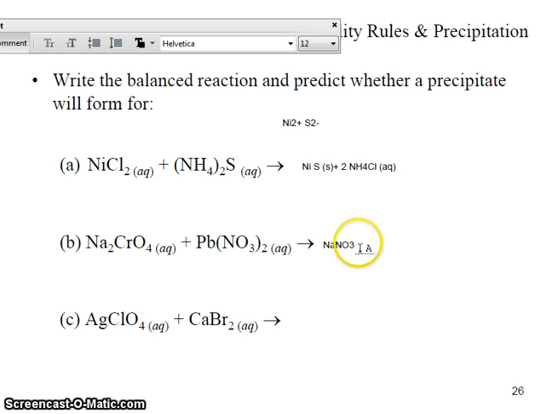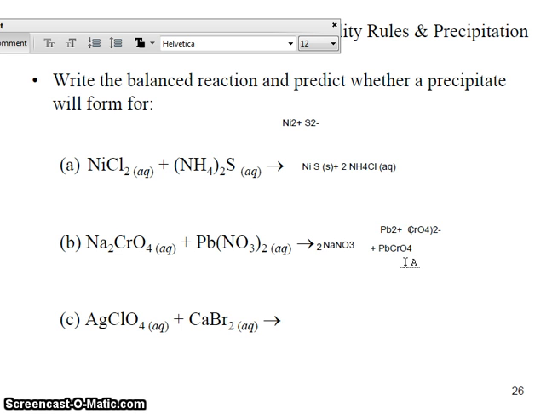Let's try to write that again. Okay, 2 moles of NaNO3, and in addition to that, you're going to get PbCrO4. The reason I write that as a formula is because lead is in the Pb2+ state, and CrO4, which is chromate, is in the 2- state. When you combine the two together, your formula will look like PbCrO4.